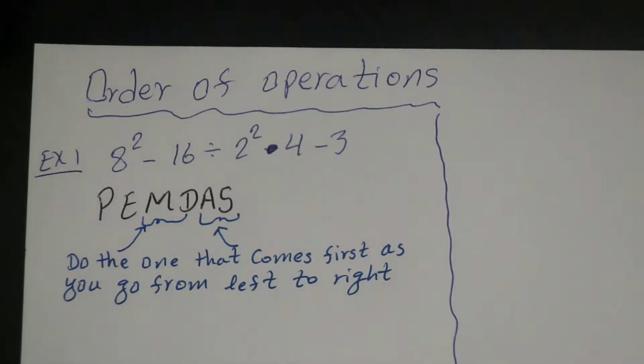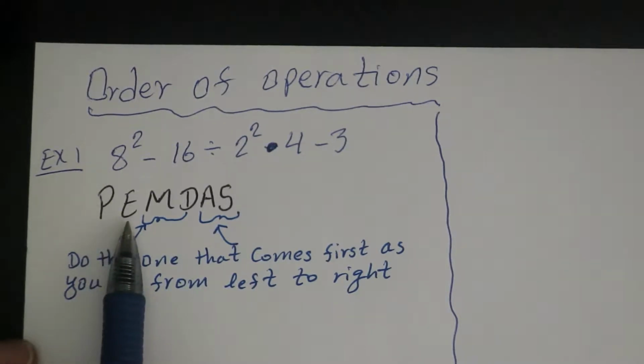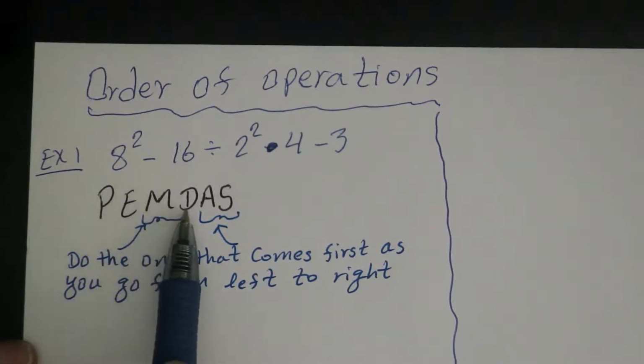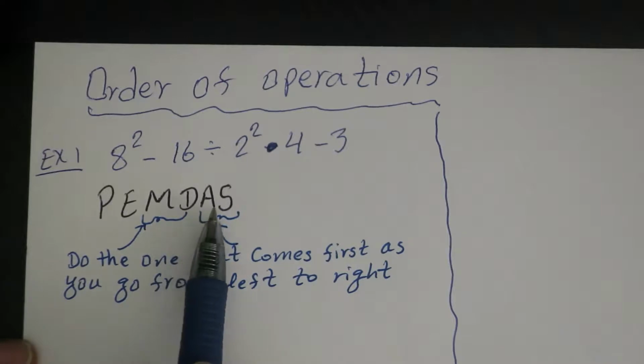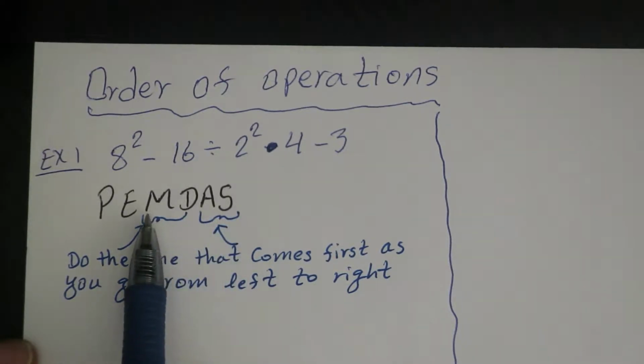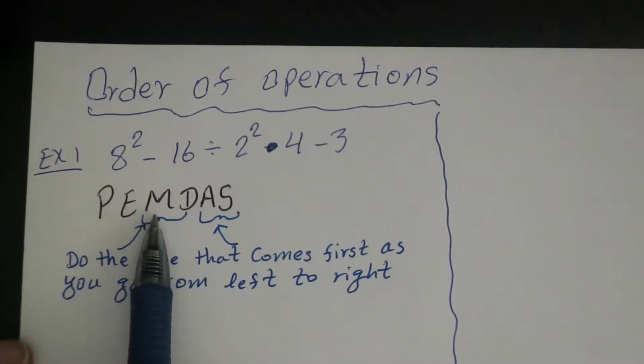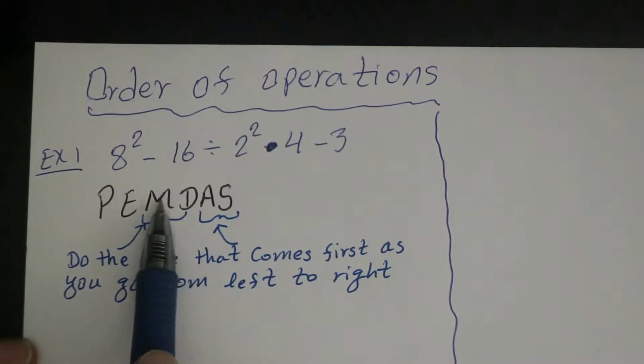Alright, so let's look at how order of operations works. For this problem, we're going to use PEMDAS to simplify this problem here. Now, as we all know, P stands for parentheses, then exponents, multiplication, division, addition, and subtraction. Now, most of the time when students make a mistake is right here.